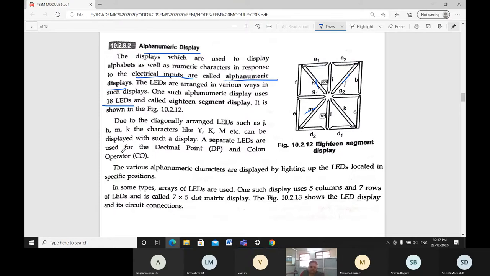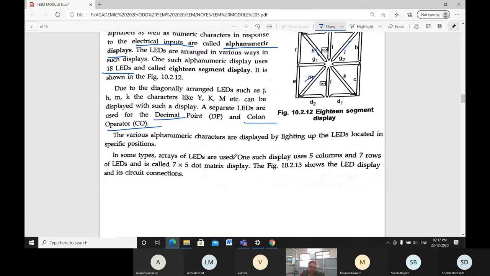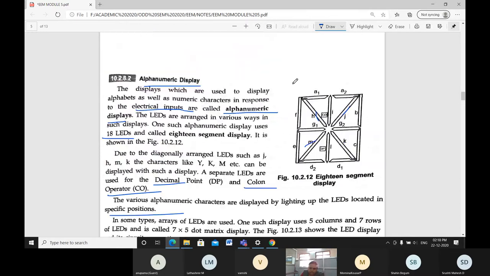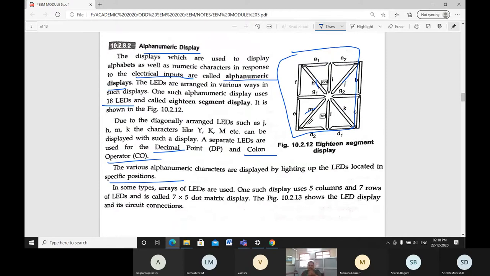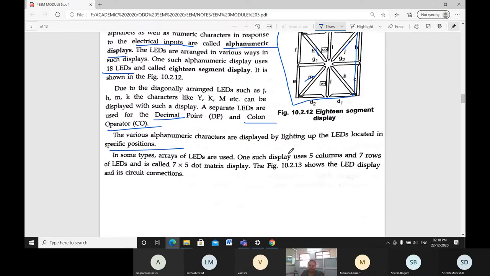Displays like this use separate LEDs for the decimal point. Other than the 18, two more we are going to be using, and a colon separator, that is what is going to be used. Then the various alphanumeric characters are displayed by lighting up the LEDs located in specific positions. In some types, there are arrays of LEDs, not only like this. If I take this as one box, one 18-segment LED display, the same thing is going to be taken as arrays. It may be in terms of a matrix format.